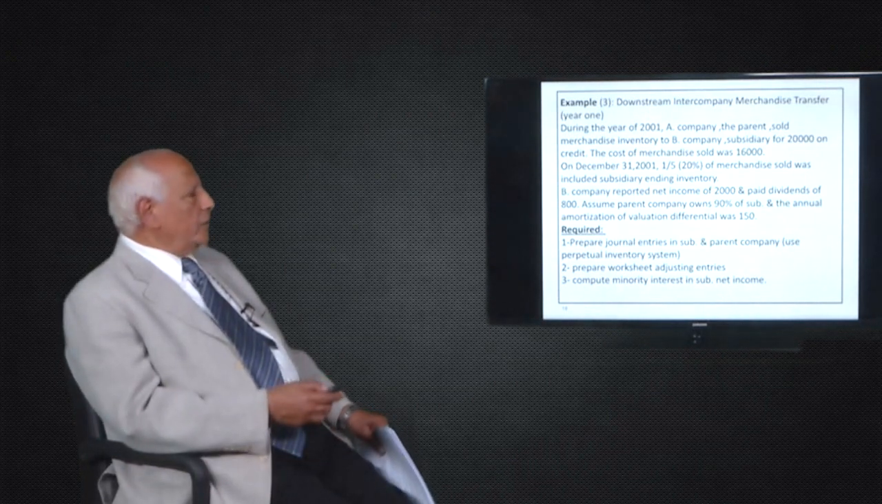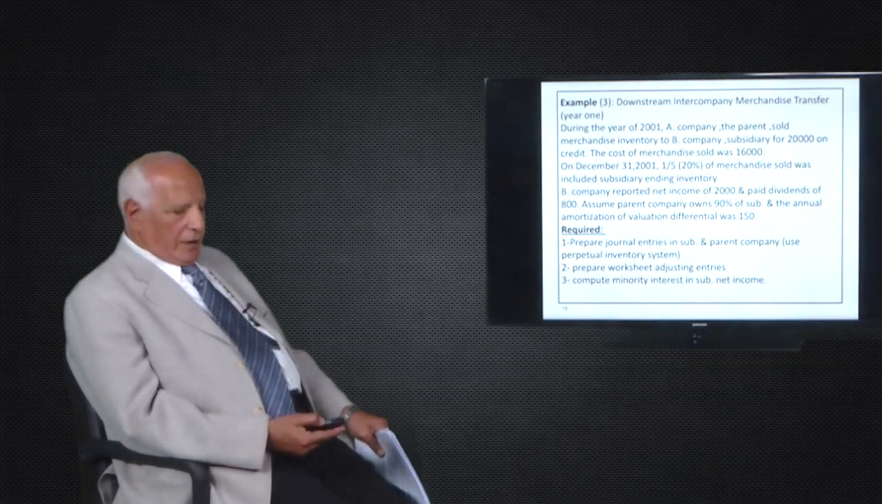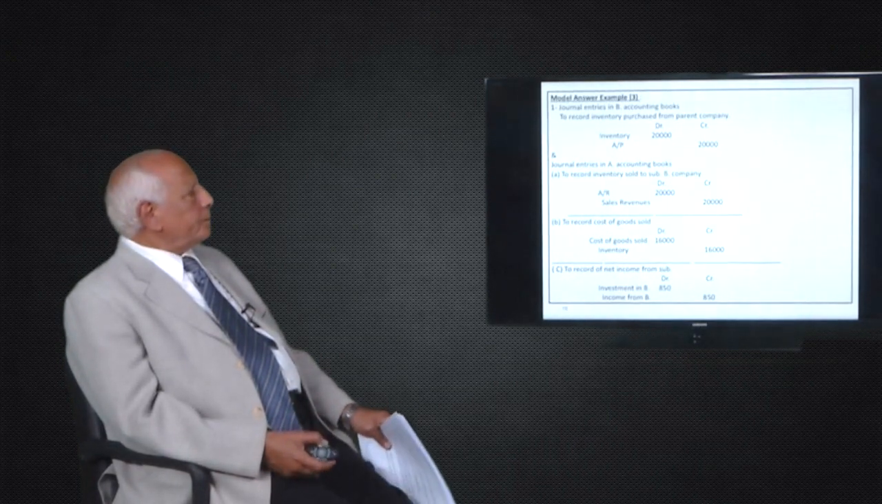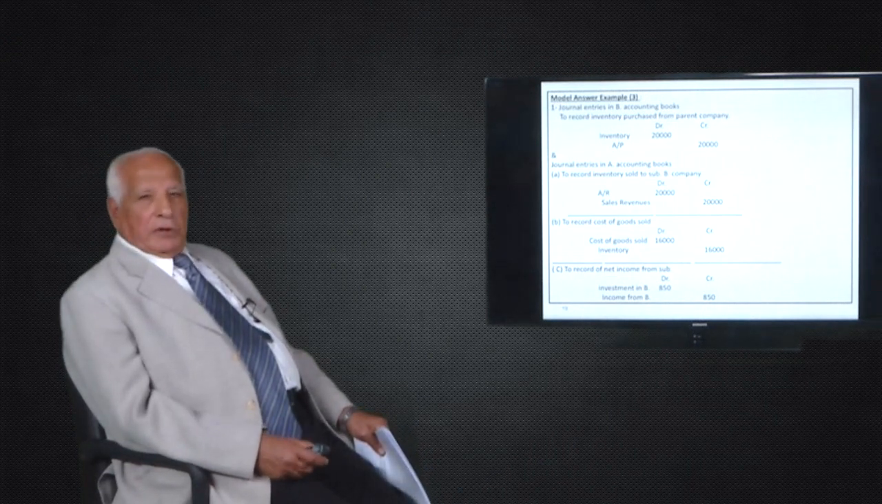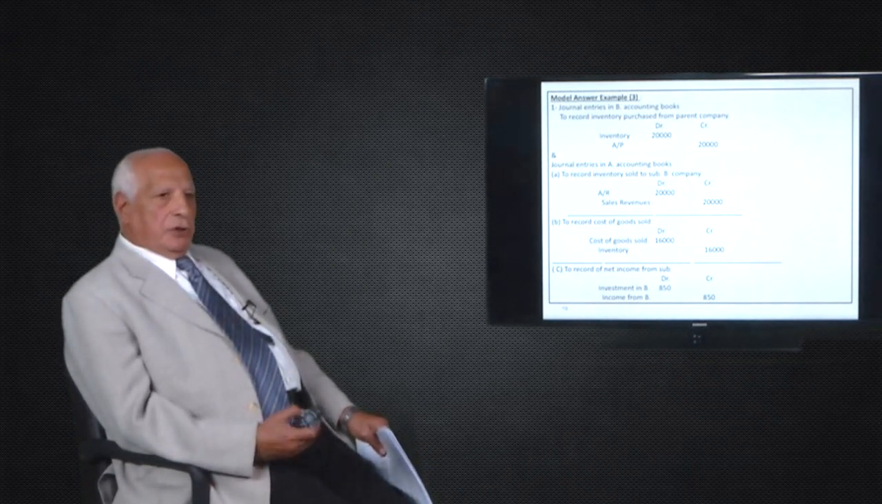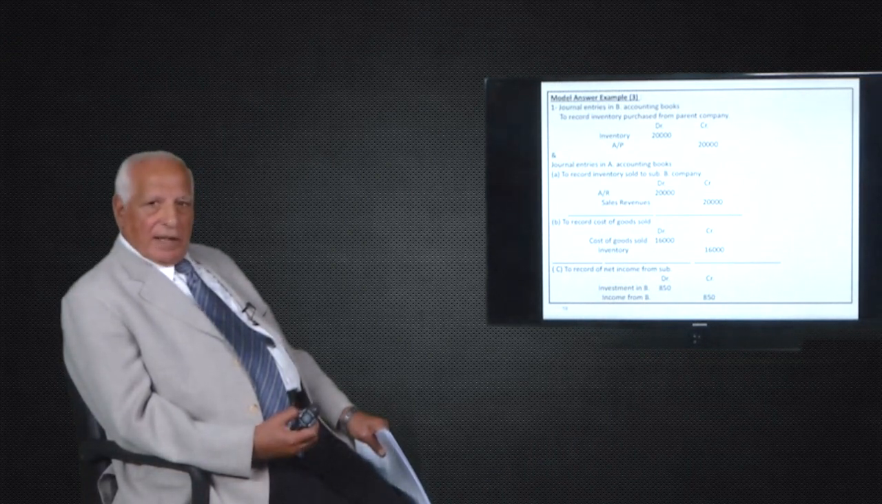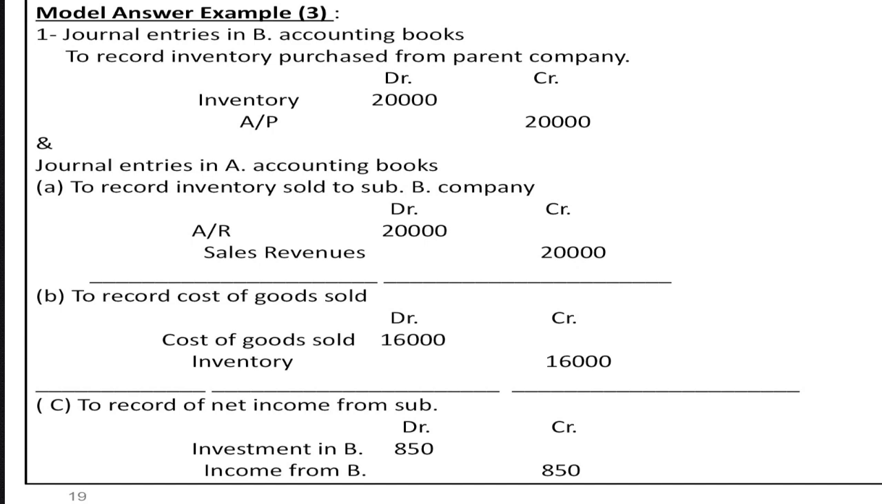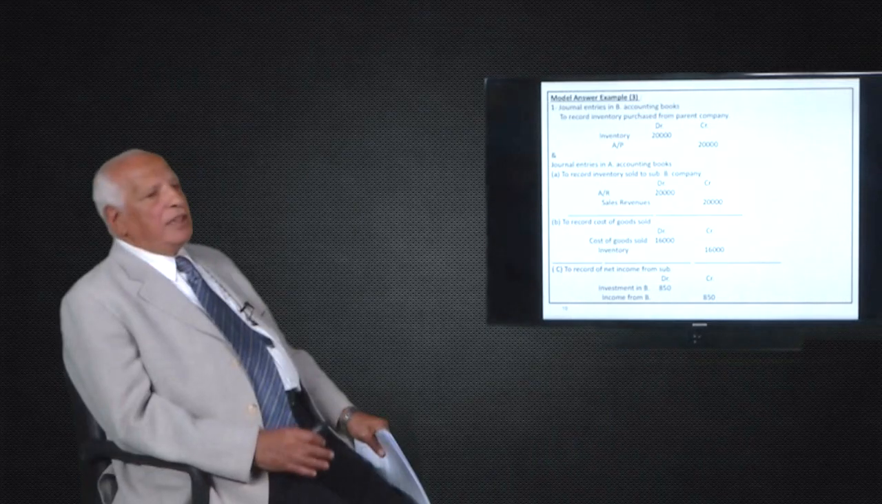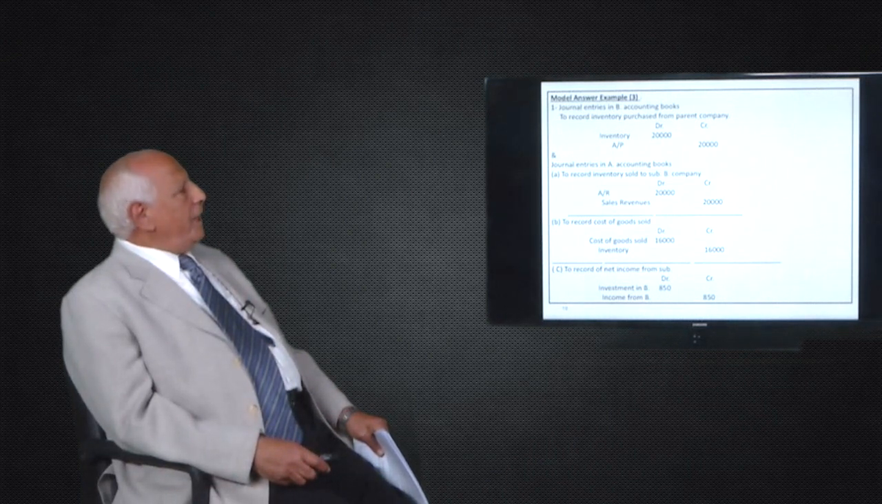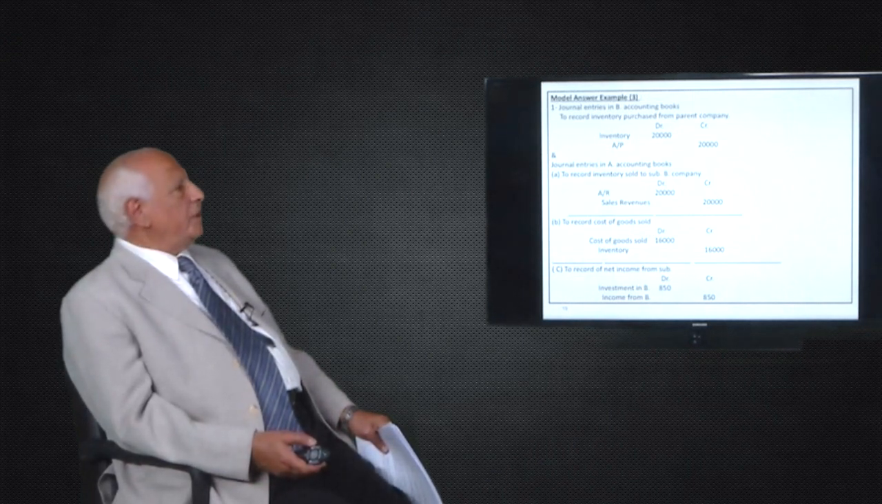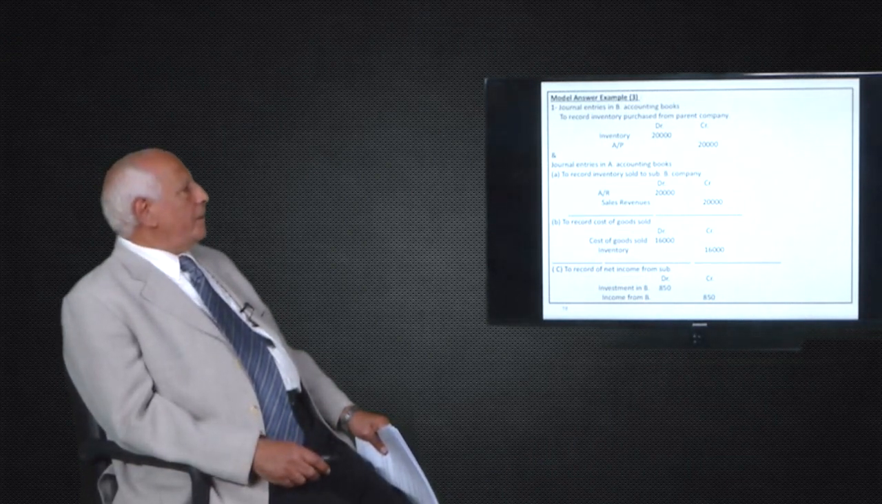Okay, let's see how to do example 3 for downstream. Again, the model answer. Usually I give you the model answer to know what the right answer is. You don't have to memorize it, but you need to understand how to do it. Where does this number come from? Start one by one. Journal entries first, in B's accounting books. To record inventory, company B buys this inventory. He's going to debit inventory and credit AP. That's it for company B.